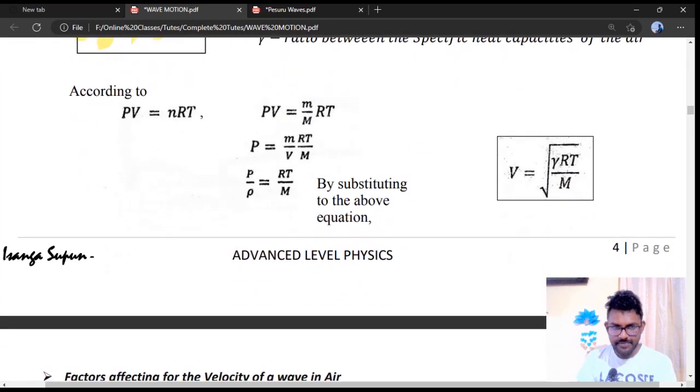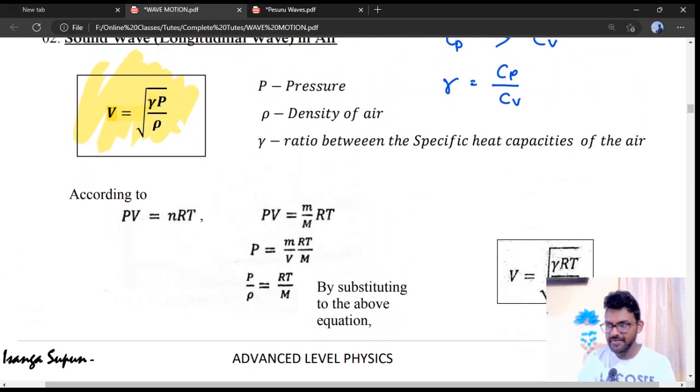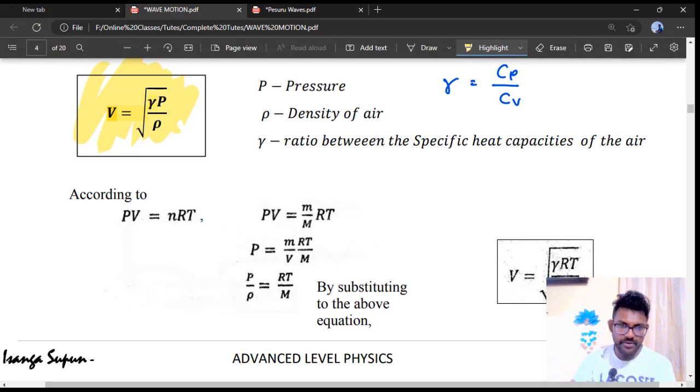Then we know the very famous equation PV equals nRT. You can apply that one. Instead of n, we can put m over M, which is what we can normally do. My intention is to replace this P and rho. So I can apply PV equals nRT, and instead of n, the number of moles, I can put m over M, the mass over the molecular mass.